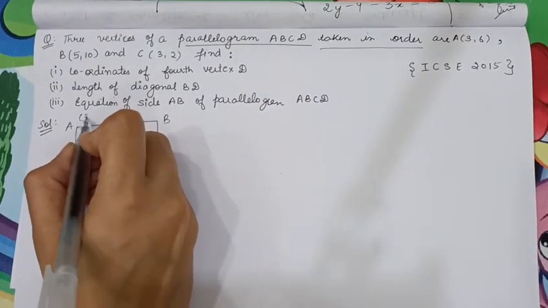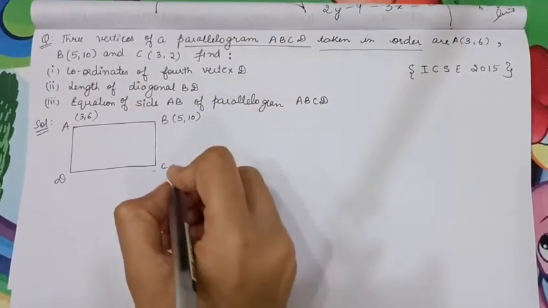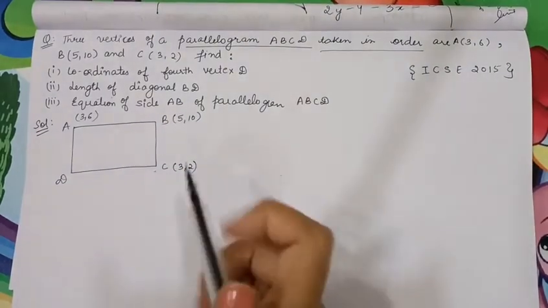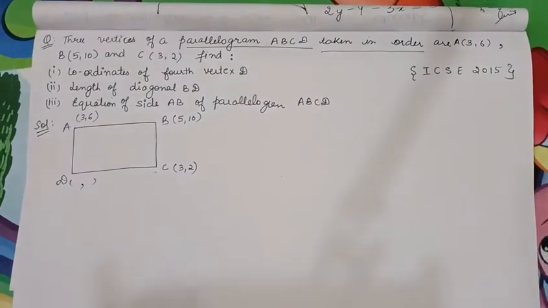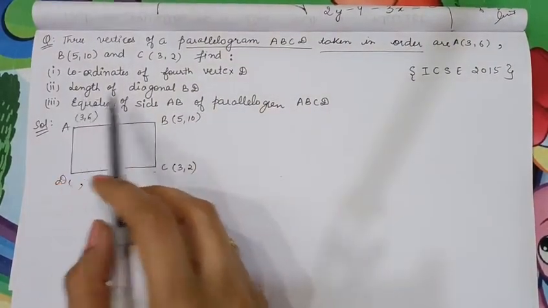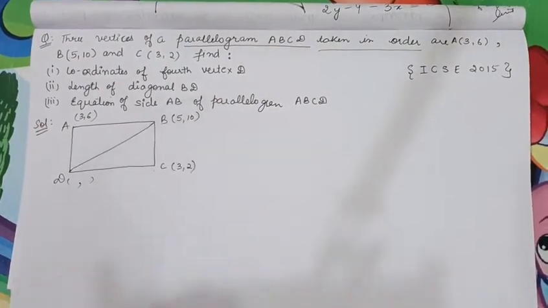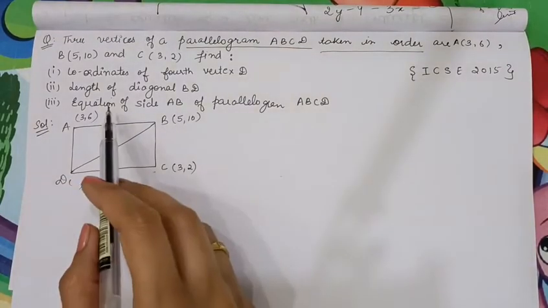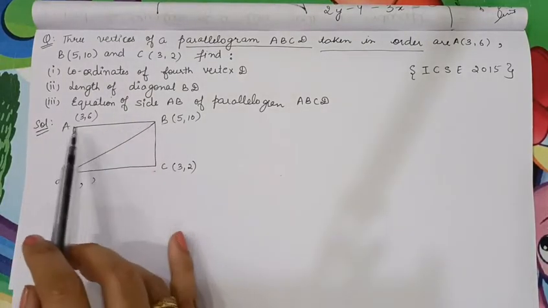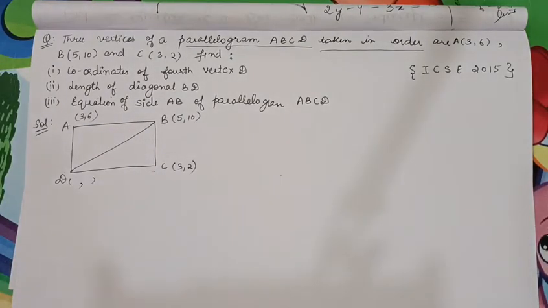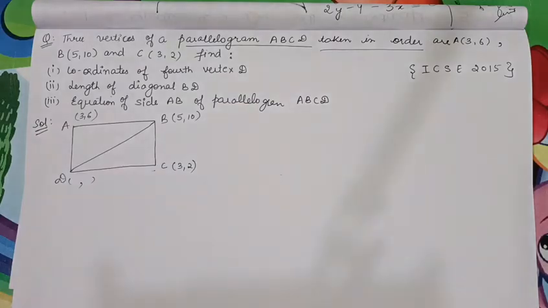So let's write the coordinates. A's coordinates are 3, 6. B's coordinates are 5, 10. C's coordinates are 3, 2. Find the coordinates of the fourth vertex D. Then the length of diagonal BD, so let's join the diagonal. This length you have to find. And the equation of side AB of the parallelogram ABCD. So here we have side AB, and you have to find its equation. In the first part, you have to find the coordinates of the fourth vertex D.